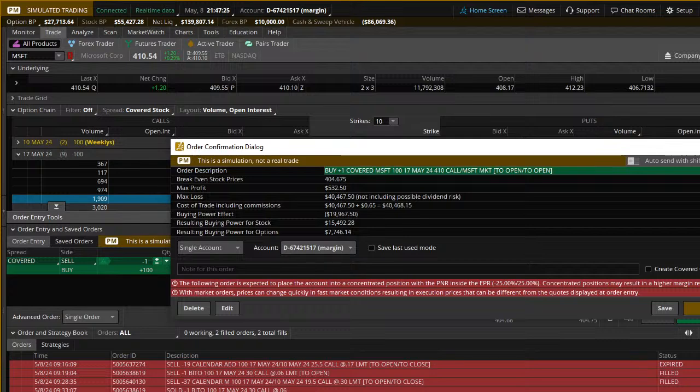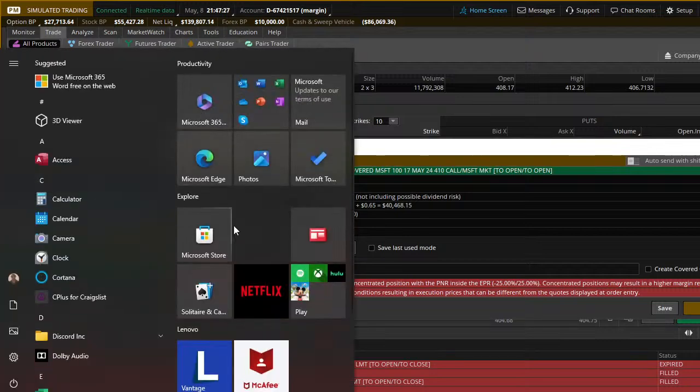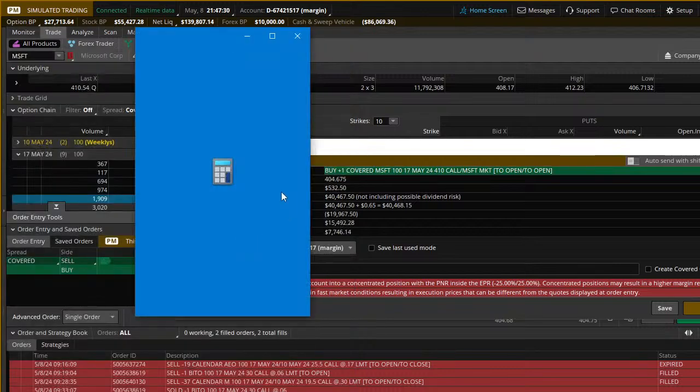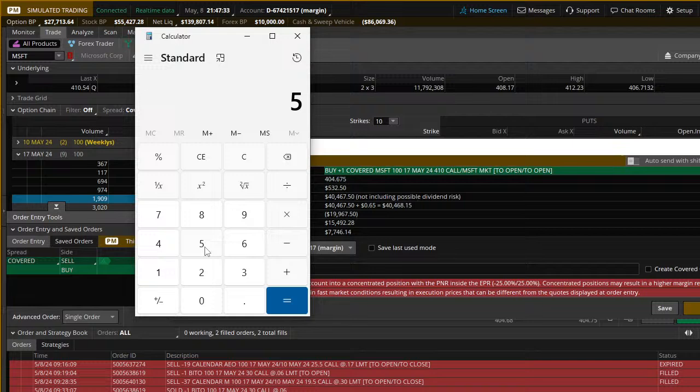What's my calculator? Here we go. Okay, my profit, 532, divided by the purchase price. That's how much I have invested, 40,467. Equals exact same thing, 1.3%. So whether you get 100 shares or 1,000 shares doesn't really matter. The math is still the same.